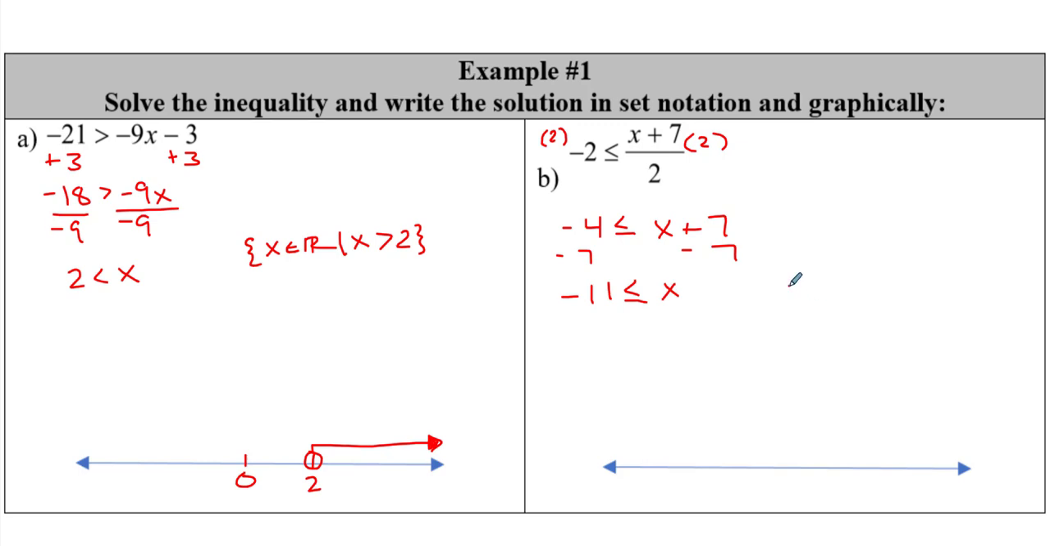Okay, so set notation would give me x is an element of the real number system such that x, and remember this needs to face my variable, is greater than or equal to negative 11. And then I have my number line here. And I want all the numbers greater than or equal to, so I'm making sure I use a solid dot, and I am going to the right.